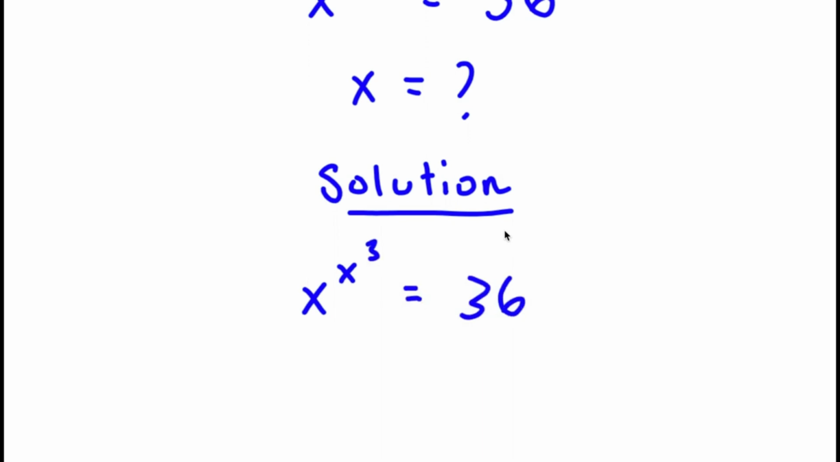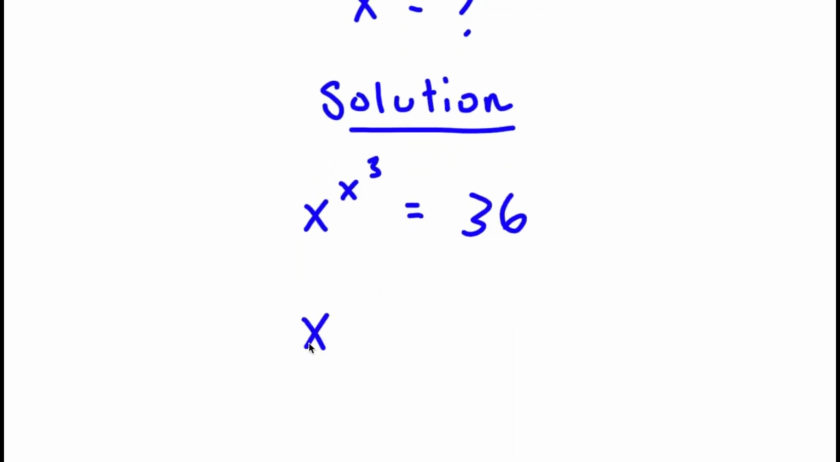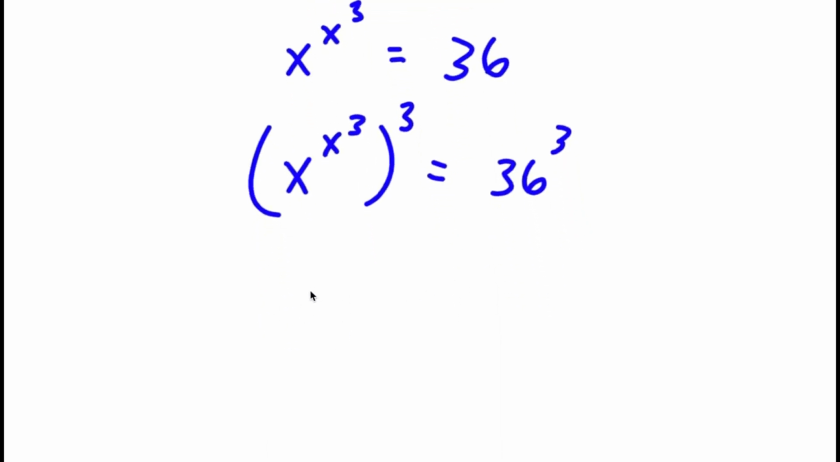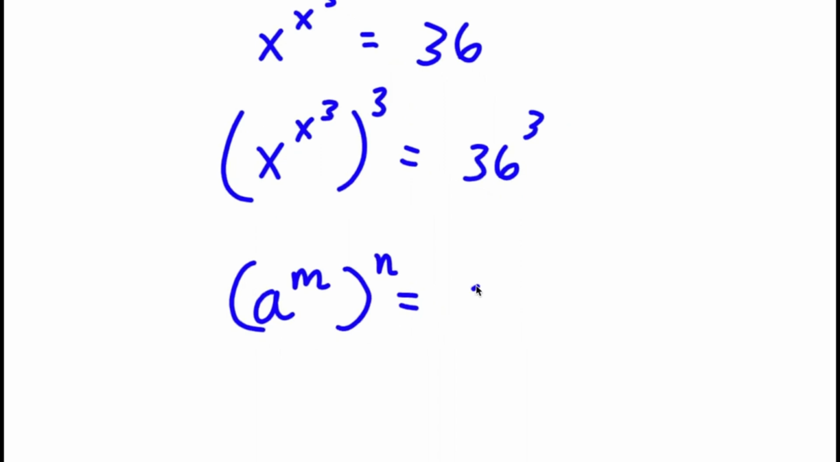Now, I'm going to take the power of 3 on both sides. So now I have x to the power of x to the power of 3 to the power of 3 is equal to 36 to the power of 3. Now, if I have something in the form a to the power of m to the power of n, this is equal to a to the power of m times n. And m and n, these two are interchangeable, meaning I can also write this as a to the power of n times m.